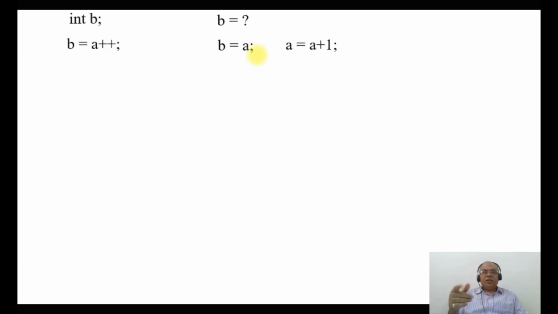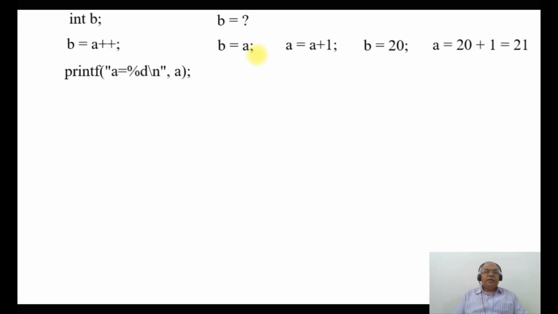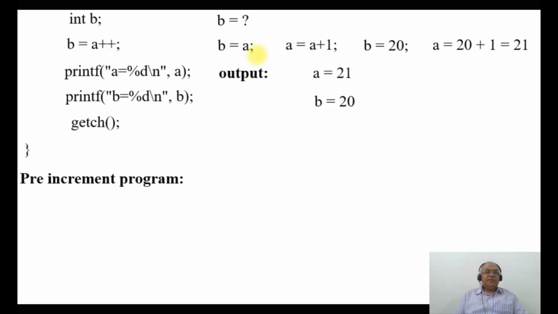So a is equal to a plus 1, that is 21. b equals 20 and a equals 21. So this is how you will write printf("%d\n", a) within the quotes, then the output will be a equals 21, and printf b is equal to 20. So this is how you will be able to get the answer for this getch function.